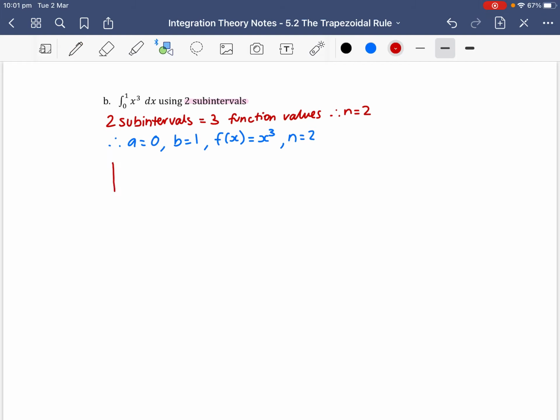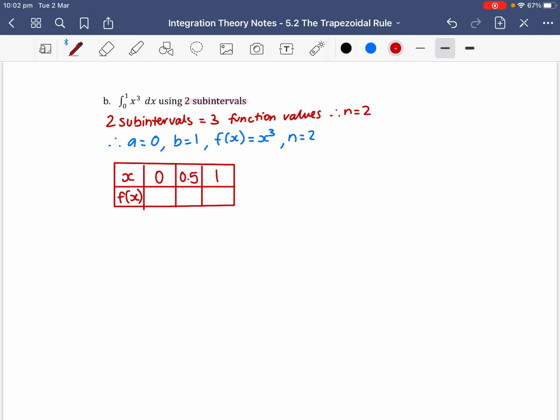So what we're going to do this time, instead of going straight into our formula for the trapezoidal rule, is we are actually going to look at our table first. So we need 3 x values in our table. We need our first, our last, and a value directly in the middle. So directly in the middle would be 0.5.